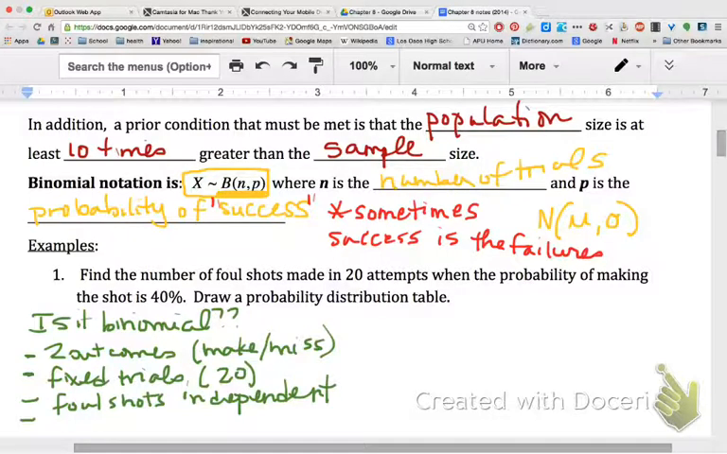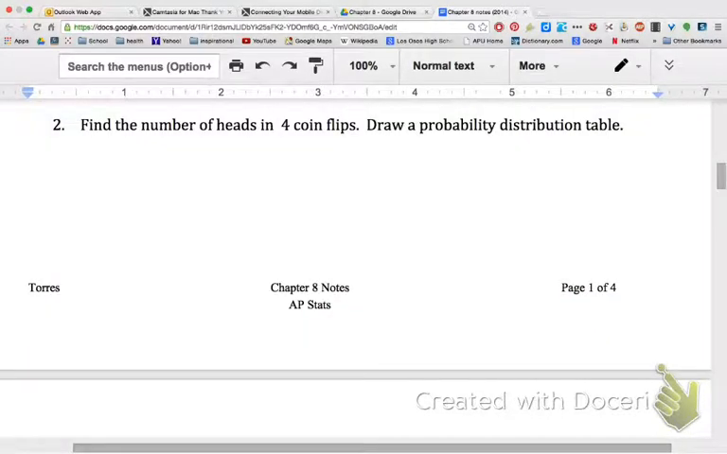And does the probability remain fixed? Yes, because they are independent. And somebody has nicely kept track of my statistics. So the probability of success, in other words, in this case, making it, is 0.4. So now I'm ready to draw a distribution table for it. It's going to be very large. We're going to come back and add the distribution tables after we've talked a little more about how to calculate the probabilities.